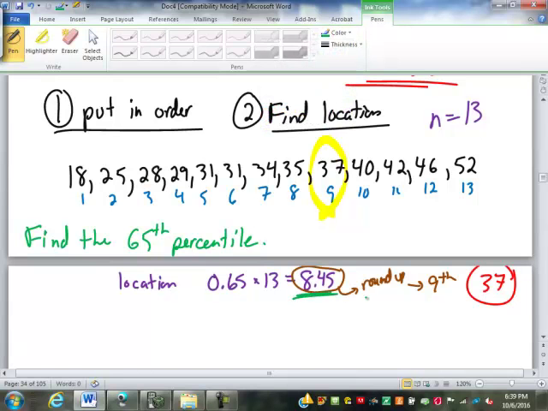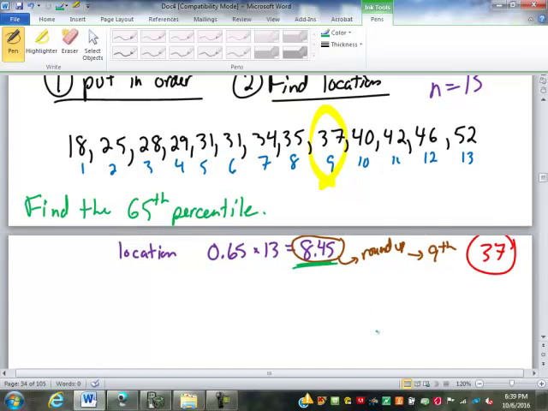If this is a decimal, you always round up to the next position. What's that? Nope. You always, I mean, you're thinking of just normal rounding. If I was rounding to the nearest whole number, that would round down to 8. But when we're talking about percentiles or location, even if it's 8.1, you round up to the next position. So you never round down? Never round down. That's a good question, though.